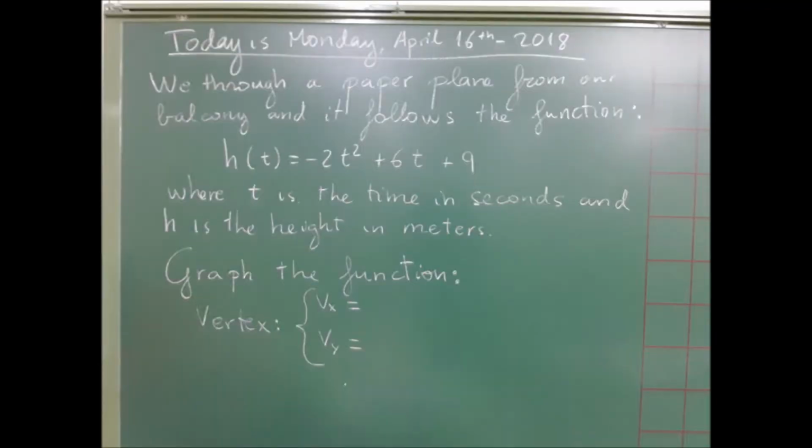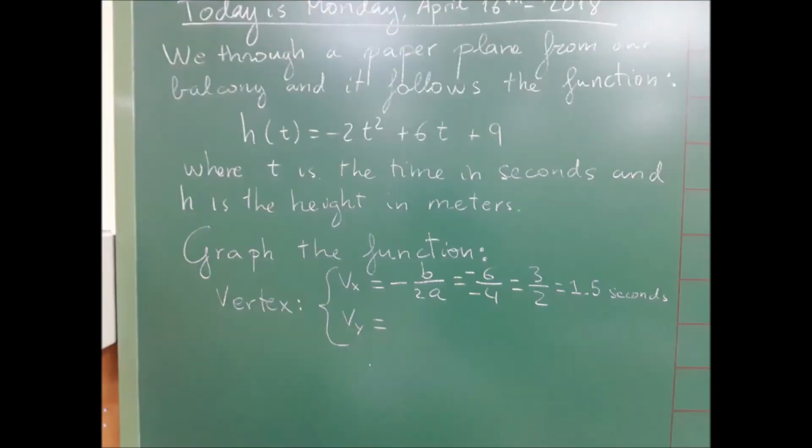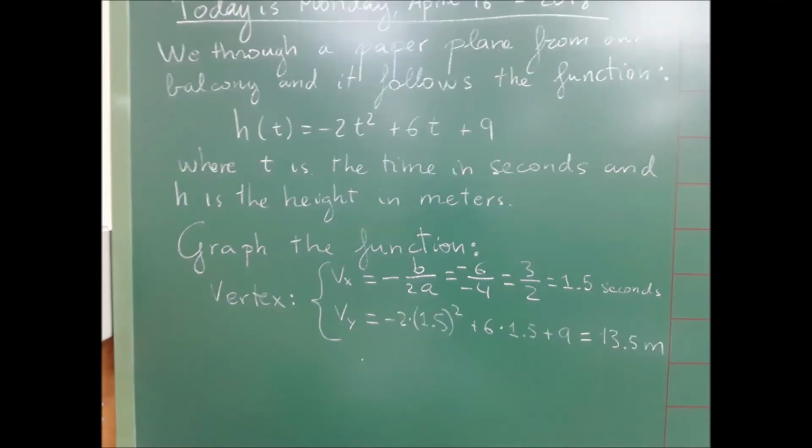To do that, we find the vertex, Vx and Vy. To do that, we use the formulas we know. So Vx is 1.5 seconds. Vy is 13.5 meters.